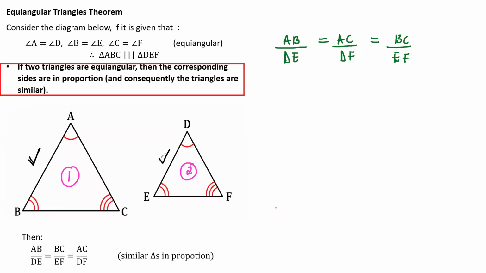AB, you started. Over DE, go back. AC, you started. Over DF, go back. BC, you started. Over EF. That's what you do. And we usually put a shortcut and say similar triangles in proportion. That's theorem number 2.